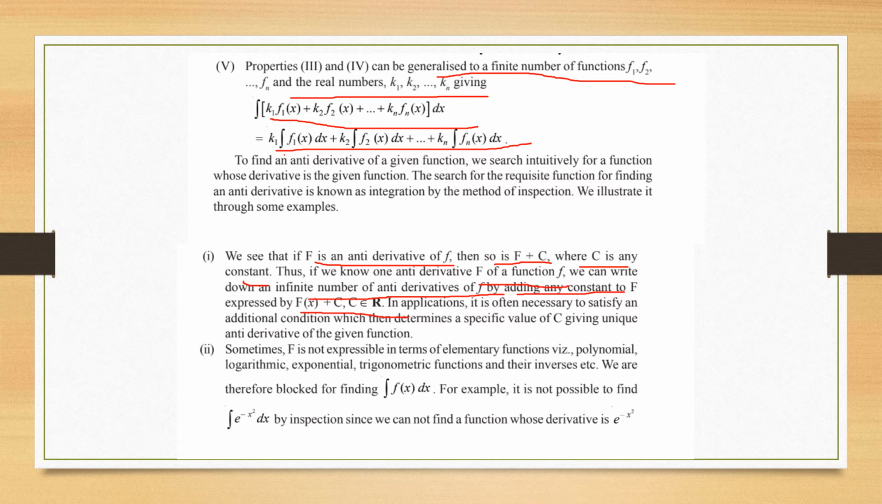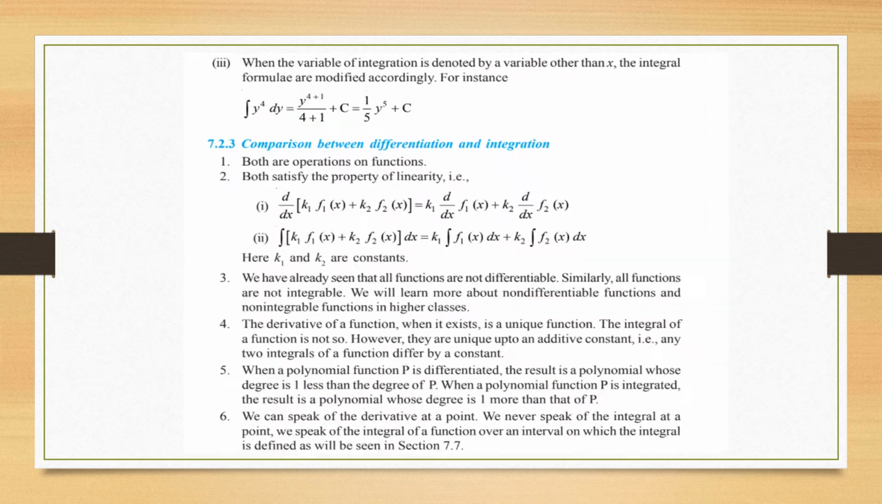In applications, it is often necessary to satisfy an additional condition which then determines a specific value of c, giving a unique antiderivative of the given function. Sometimes f is not expressible in terms of elementary functions like polynomial, logarithmic, exponential, trigonometric and inverse, etc. So we are blocked in finding the integral of f(x) dx. For example, it is not possible to find the integral of this by inspection, since we do not find a function whose derivative is e raised to power minus x square.